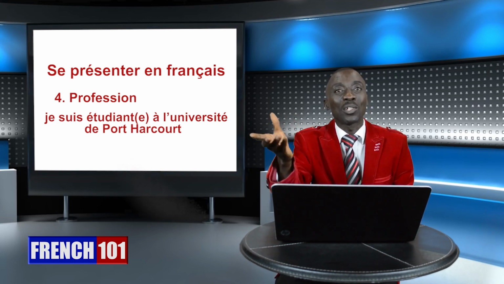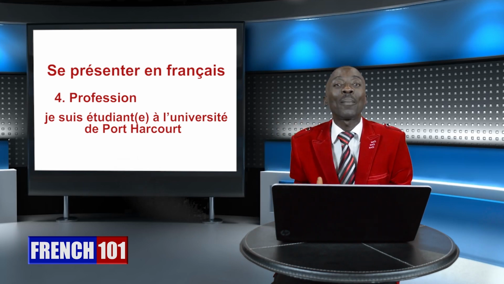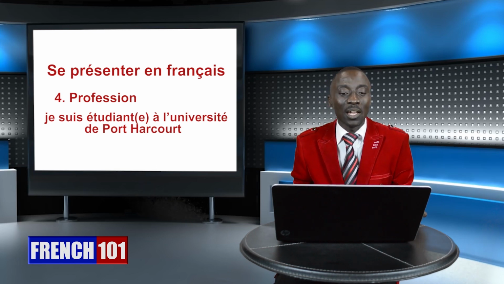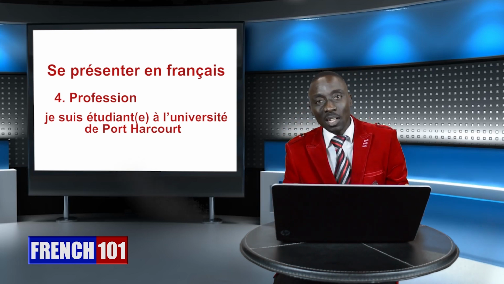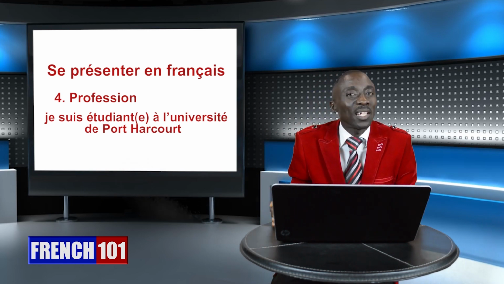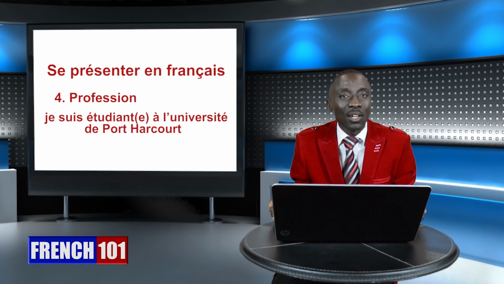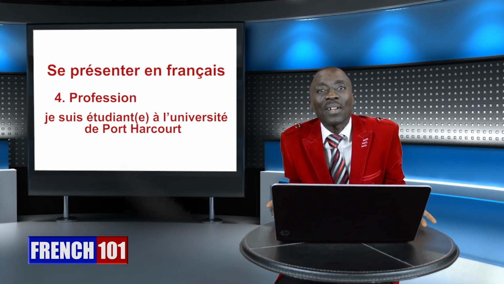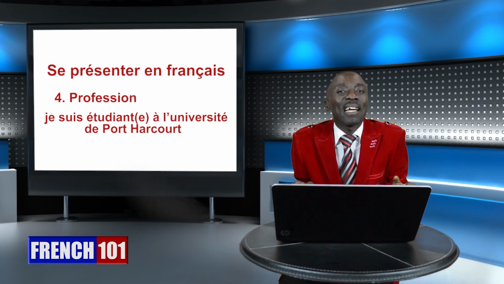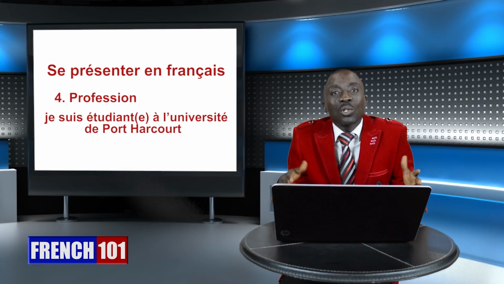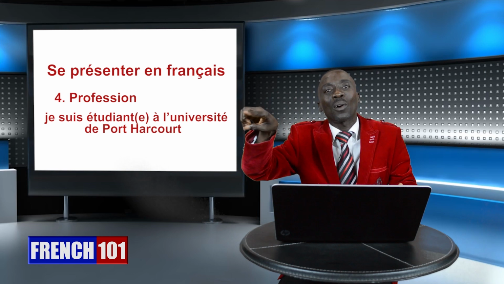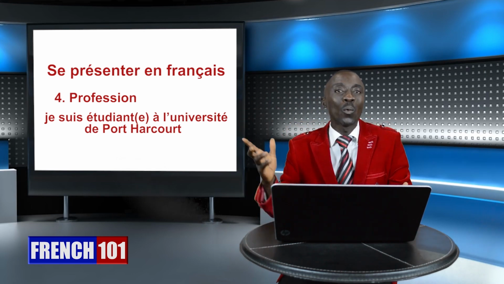So if you are not a student of University of Port Harcourt, of course you are probably at University of Calabar, University of Paris Saint-Germain. You say, je suis étudiant or étudiante à l'Université de Paris Saint-Germain. If you're étudiante anywhere in Paris, you say, je suis étudiant à Paris, à l'Université de Paris. If you're étudiant in places like Senegal, étudiant à l'Université du Sénégal, of course, je suis étudiant, then the name of your university or your school will come in.